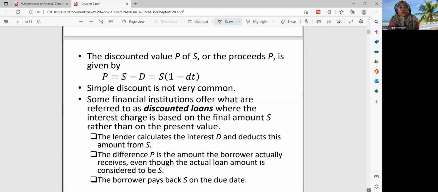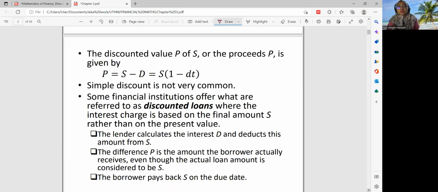The discounted value P of S, or the proceeds P, is given by P is equal to S minus D, which is equal to S times (1 minus dT). So you have to differentiate the small d and the big D. The small letter d is the rate of the discount and D is the discount.